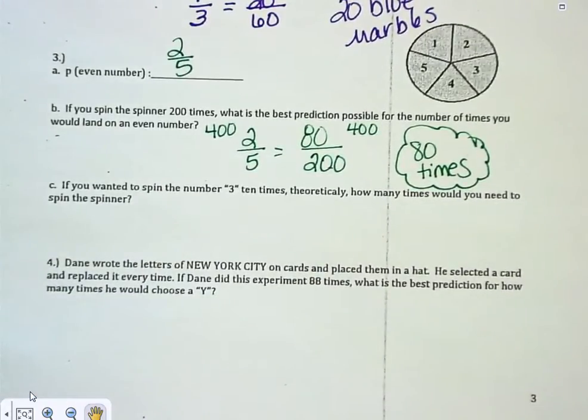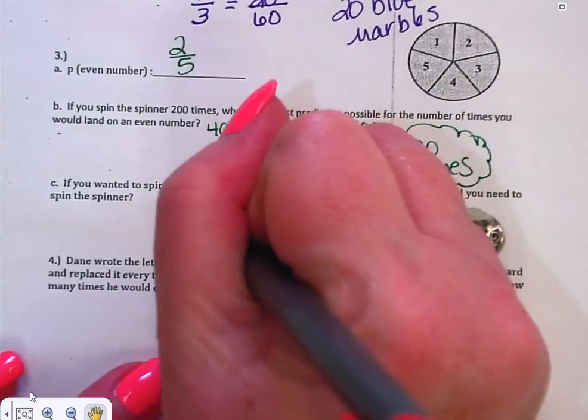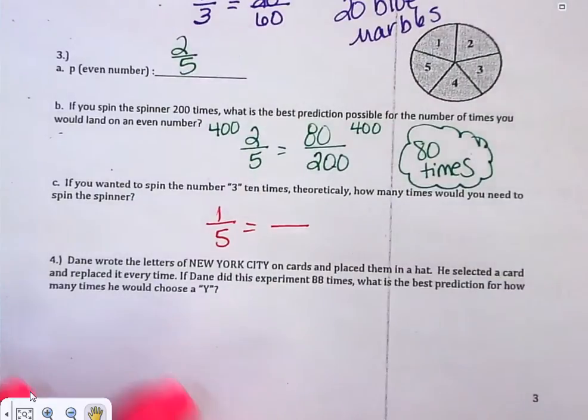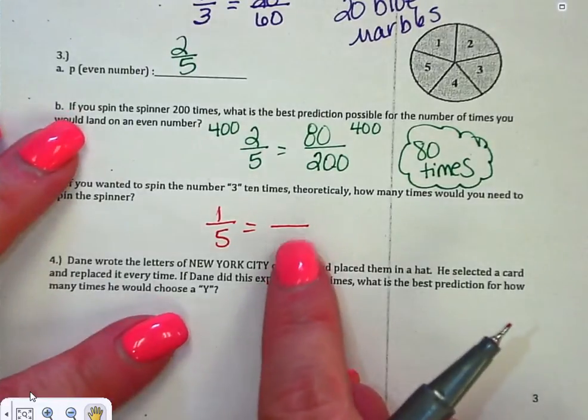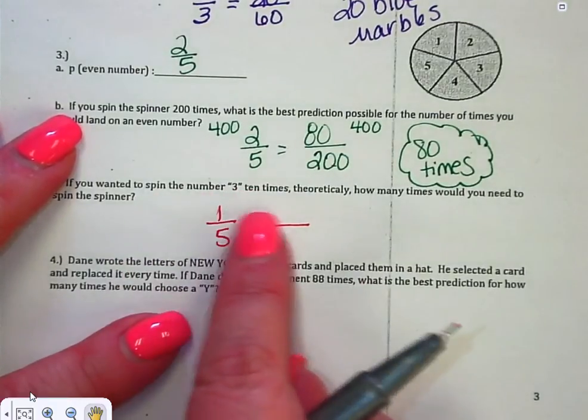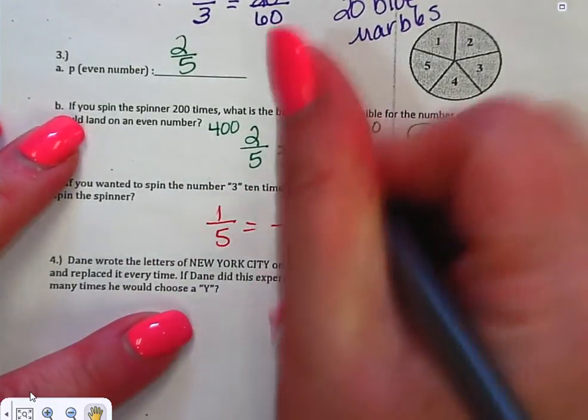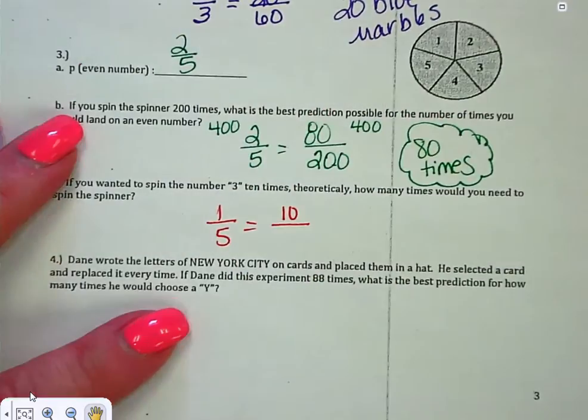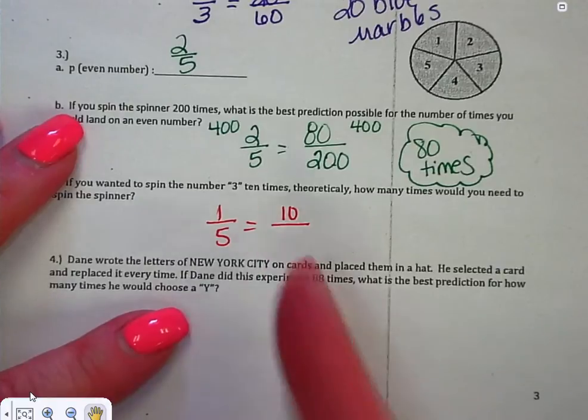If you wanted to spin the number 3 10 times, theoretically, how many times would you need to spin the spinner? So this one's a little bit different. Let's find the probability of landing on a 3. What's the probability of landing on a 3? 1 out of 5. Now, it says we want to land on the 3 10 times. How many total times do we need to spin? There's 1 3. We want to land there 10 times. So how many total times do we need to spin the spinner?